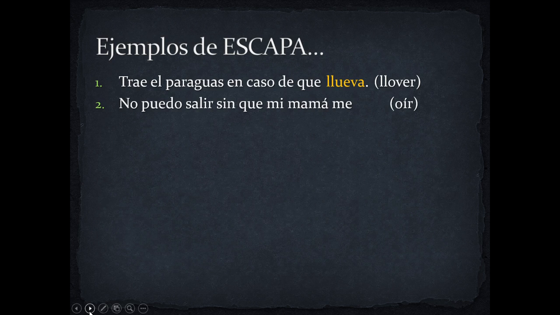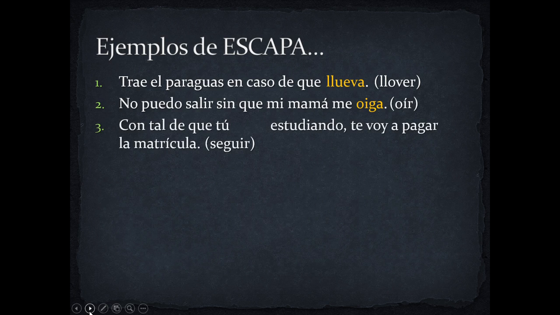So we need subjunctive of the verb oír for mamá. Well, oír is also an irregular verb. If you don't remember the yo form of oír, it's oigo, O-I-G-O, oigo. That should help you get the subjunctive then. Oigo, drop off the O. Oír is an IR verb, change it to the opposite vowel, that would give us an A. The form that we want for mamá is oiga. No puedo salir sin que mi mamá me oiga. I can't leave without my mom hearing me.